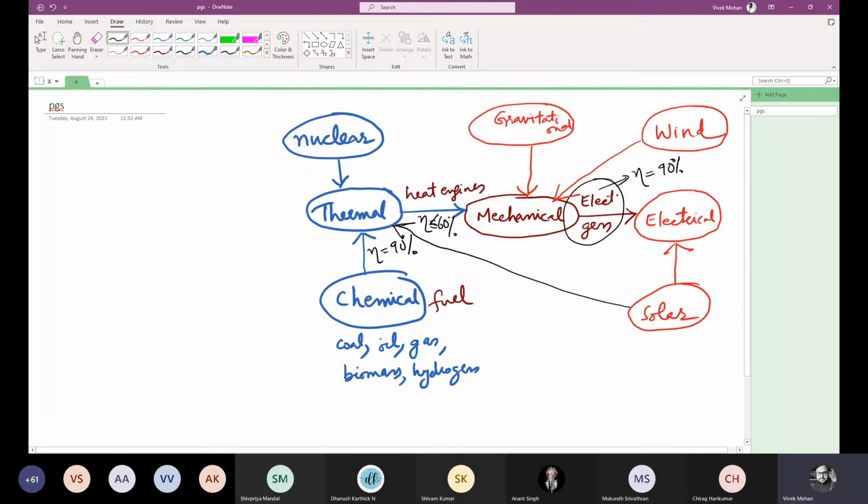Then electrical energy can be used, through electrolyzers, to convert to chemical energy. Then chemical to electrical through fuel cells. Here, this is fuel cells. So these are the basic things: different energy carriers and how we utilize them.